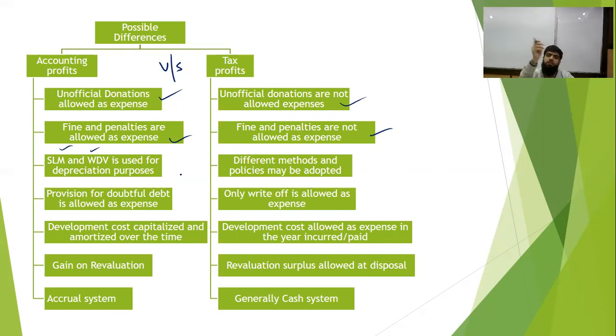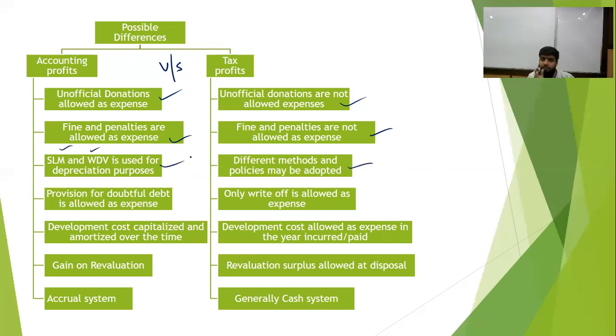They might allow you a 50% allowance in the year you purchased the asset. For example, I bought a machine for $5 million, and the government allowed me to claim the expense at 50% in year one and 50% in year two. There is no specific method in tax laws. The government will give you a relaxation, an allowance, a deduction, based on the nature of the asset. So it means different methods and policies may be adopted by the tax laws.